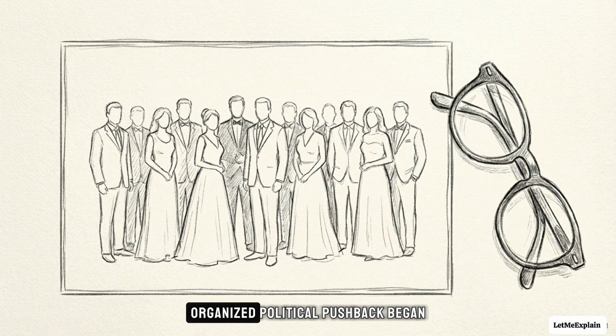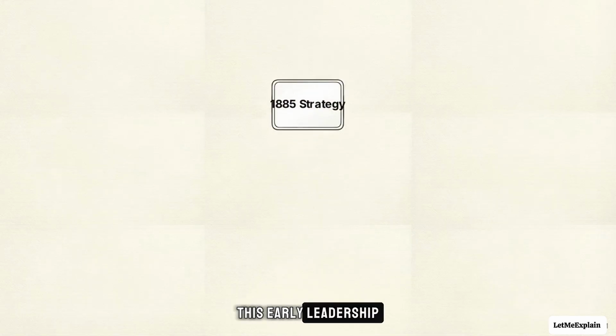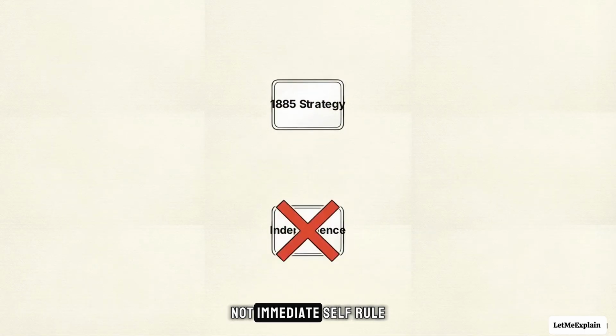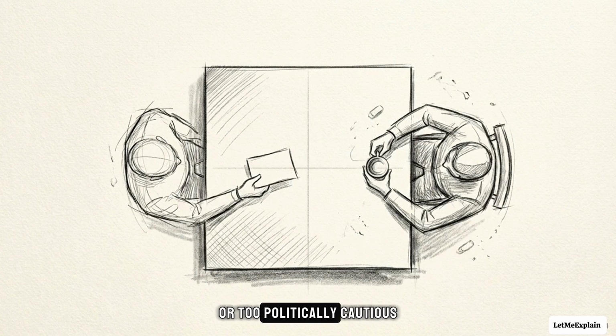Organized political pushback began in 1885 with the formation of the Indian National Congress. This early leadership focused on systemic reform within the British system, not immediate self-rule. Resistance in the 19th century was either too physically disjointed to win or too politically cautious to demand immediate freedom.